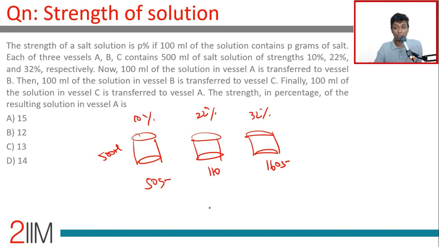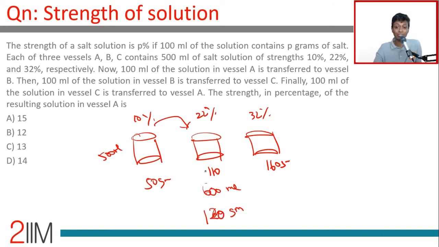Now 100 ml of the solution in vessel A is transferred to vessel B. 100 ml of the solution in vessel B is transferred to vessel C. Finally, 100 ml of the solution in vessel C is transferred to vessel A. So do it step by step. First we'll transfer from here to here. And so 1/5 is taken away. And so now this will have 600 ml. 120 grams will be there. It becomes a 20% solution.